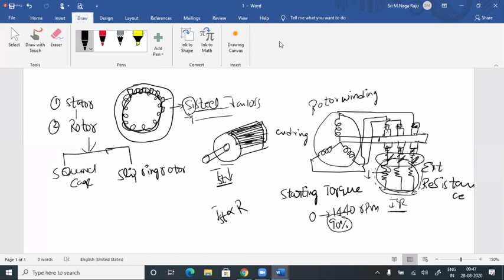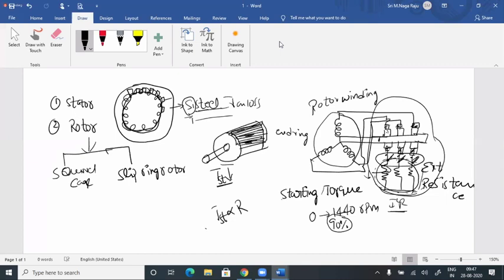Second one, initial cost is more because we need to have this total setup: slip rings, brushes, centrifugal switch and resistance. Third one, maintenance is difficult because of this arrangement. So these are the drawbacks of this slip ring induction rotor.